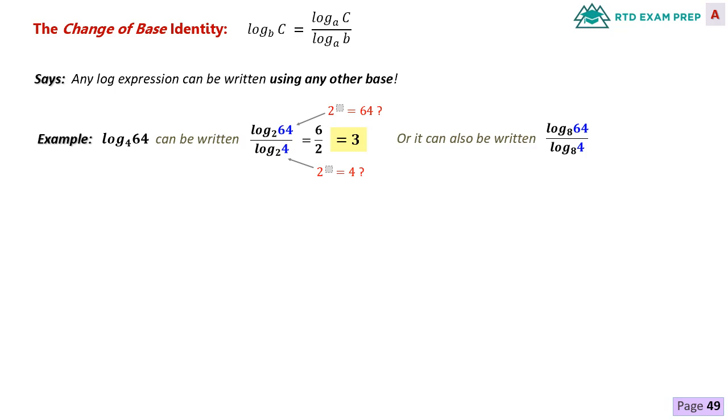We could also have written log base 4 of 64 as log base 8 of 64 over log base 8 of 4. This one might be a little bit less helpful because though it's probably obvious to you that log base 8 of 64 is 2, it might be less obvious what the value of log base 8 of 4 is.